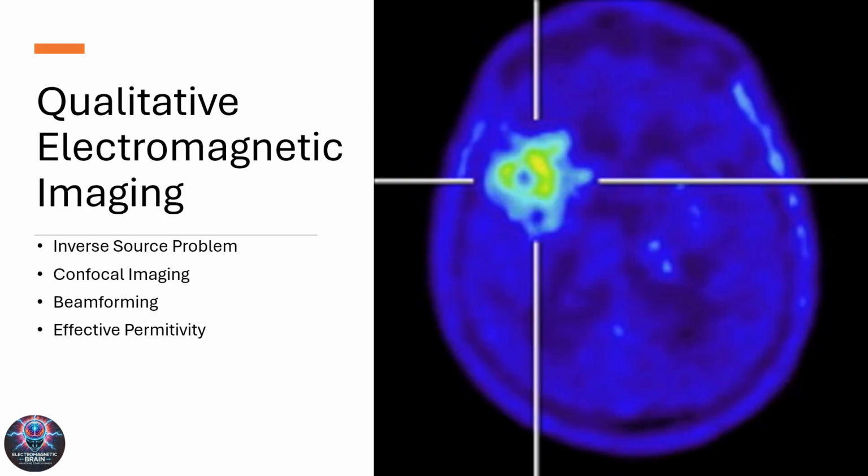This video focuses on qualitative imaging methods, which are vital for understanding anomalies, boundaries, and other key qualitative features within tissues, especially in medical diagnostics like brain imaging. Instead of providing precise material properties, qualitative approaches identify areas of interest based on differences in dielectric properties. The confocal imaging process, depicted on the left, forms the backbone of these methods.